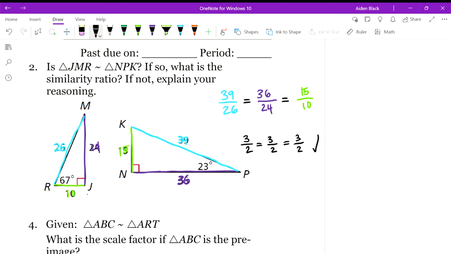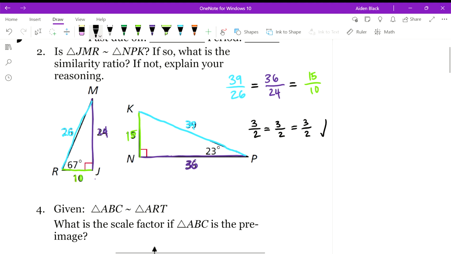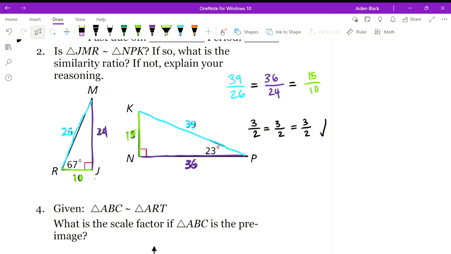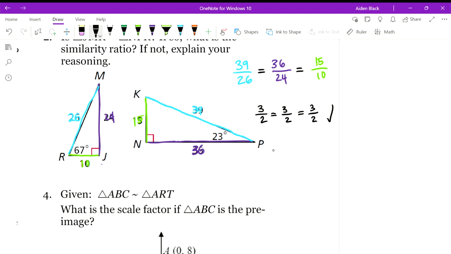So look, they're all 3 halves, or 1.5. Therefore, they're similar. And this would actually be the scale factor if we're going from the small triangle to the big triangle.